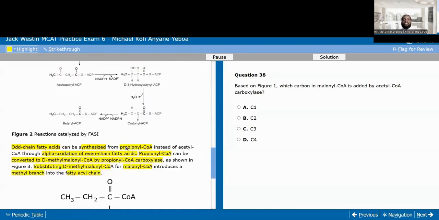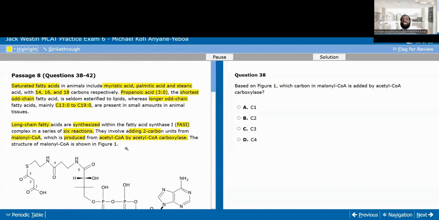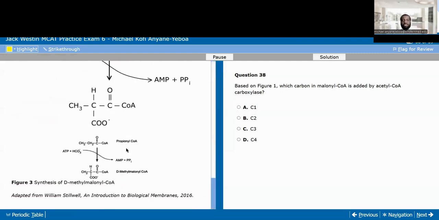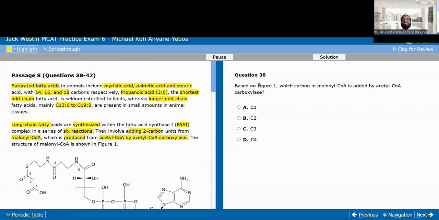We will find out. To be honest, I've not reviewed this topic, unless we're going to go with my idea that if we highlight well, it can become like an open test. So let's see. Based on figure 1, this is our green flag: which carbon in malonyl-CoA is added by acetyl-CoA carboxylase? Acetyl-CoA carboxylase. So those are the two key things.